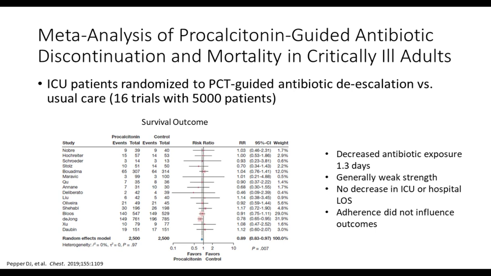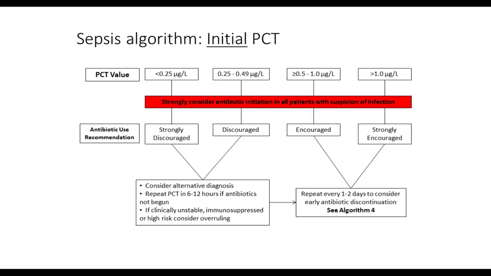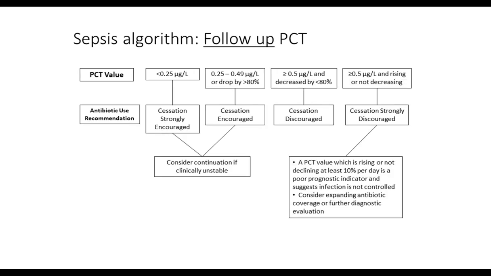My opinion is just my opinion. These are our guidance. We use the same algorithm, 0.5, less than 0.5. But we have this big red box that says, hey, if your patient's really sick and you think they have an infection, it's probably reasonable to just start. And then monitor every day or two. And when it drops to less than 0.5 or by more than 80% from the peak, you should stop. And so that's sort of been our strategy.